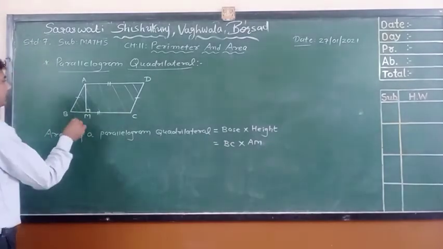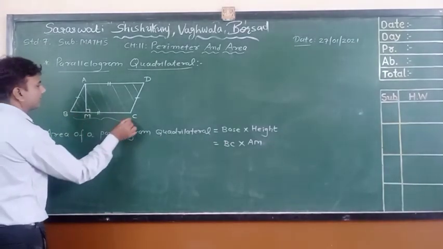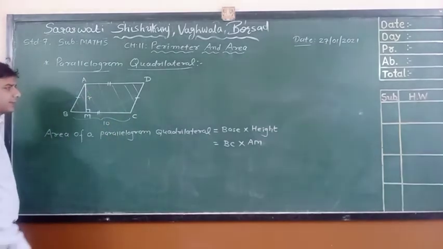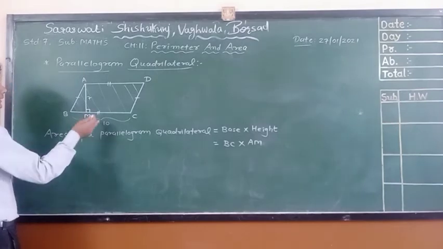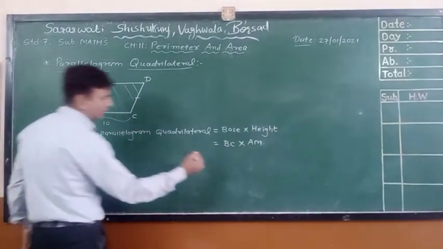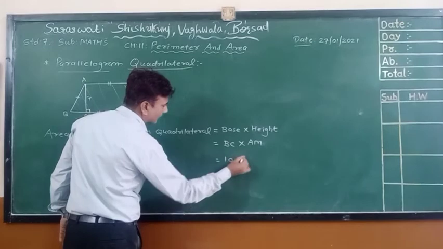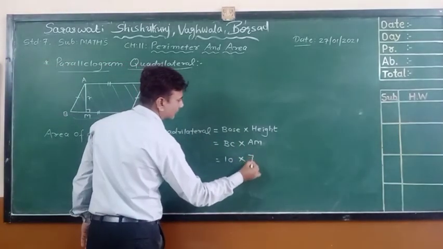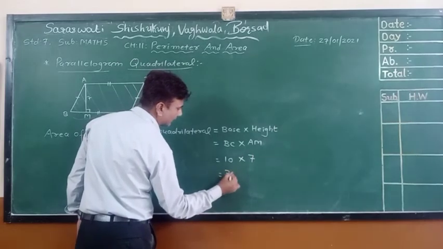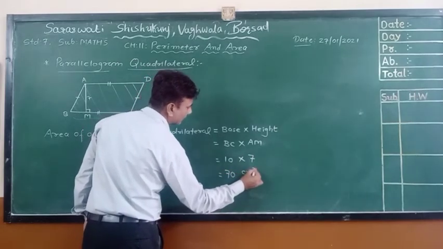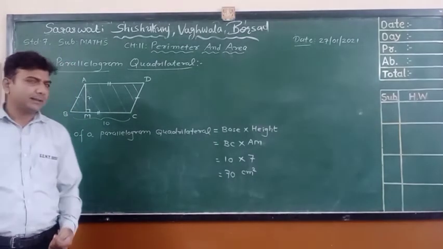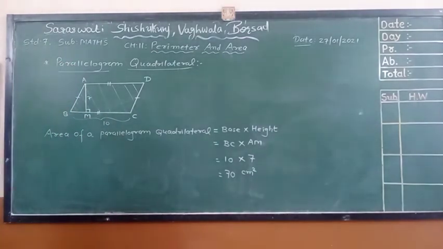So let's take here some BC measurement. This BC measurement is given as 10 and height given as 7. Find its area. So simple, we have to put these values in place of BC, given value 10, and AM is 7. 10 by 7 cm for the area of a parallelogram quadrilateral.